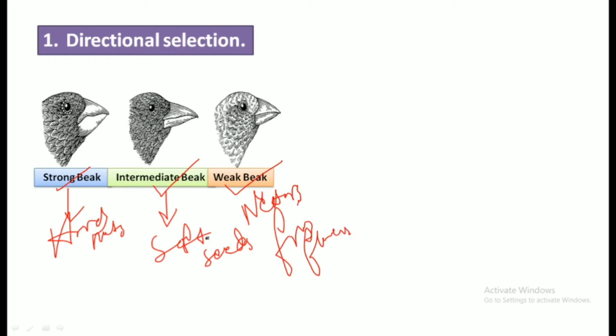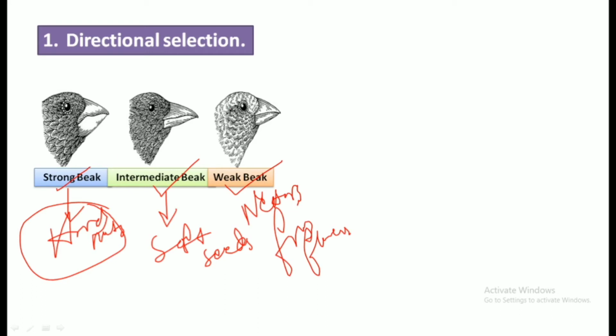This division of eating habits helped them to thrive in that environment, because even though the food was very limiting, there was no competition, since each had its own category of food. The strong beak finches could thrive by eating hard nuts, the intermediate could eat the soft seeds, and the weak beak could eat the nectar of flowers.